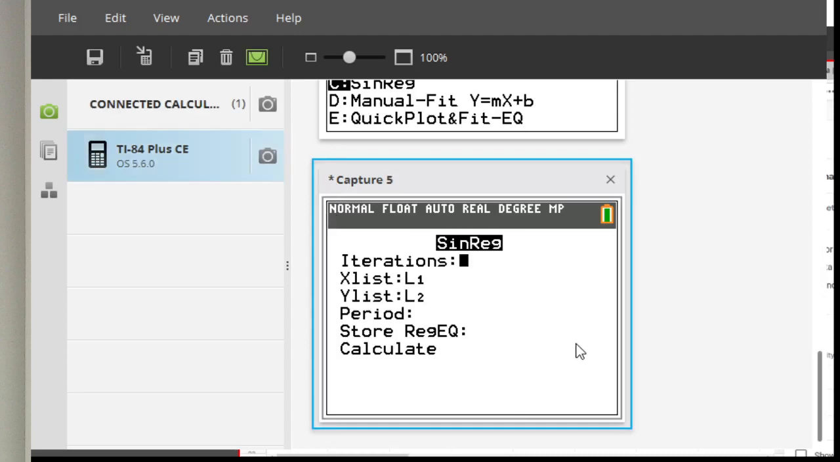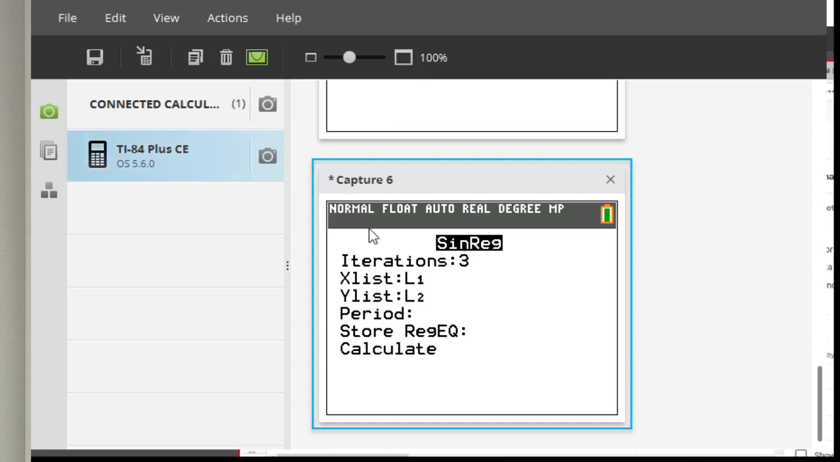Here again we have a number of options. I'm going to stick with the default 3 iterations with list 1 and list 2. The difference is going to be the period. Looking at our data, if we go from minimum to minimum or maximum to maximum, we seem to have a period of 2. So that is the period I'm going to guess. I'm going to give us a regression equation of y1, and then I'm going to calculate.